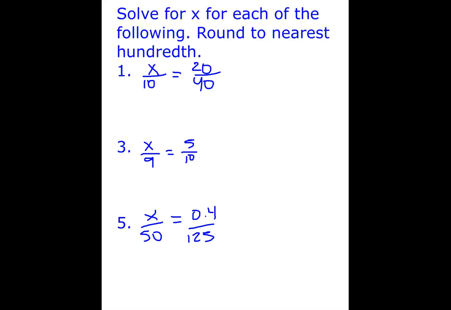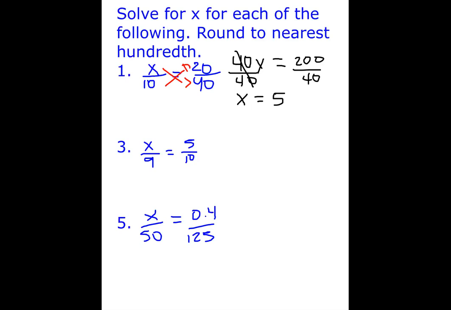So we're going to go ahead and cross multiply. So then we have x times 40 is equal to 40x, and 10 times 20 is equal to 200. Next step is to divide by 40 on both sides to leave the x by itself. So x is equal to 5.